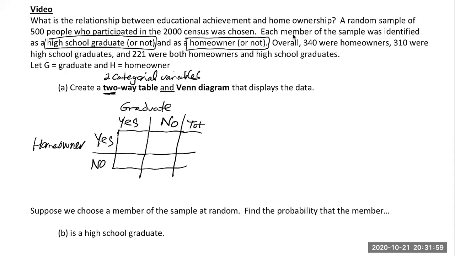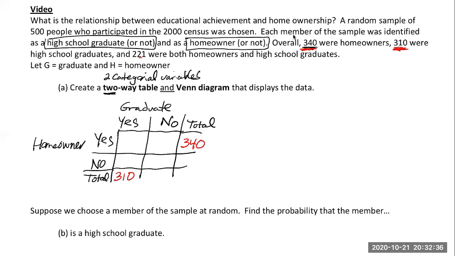We're going to have a total here. We're going to have totals here. And fill in these 9 cells here based on the given information. So first, overall 340 were homeowners. So find the yes homeowner. All the way at the end, the total is 340. And then 310 were high school graduates, so find the yes graduate, and then go down, 310 down there in the total.